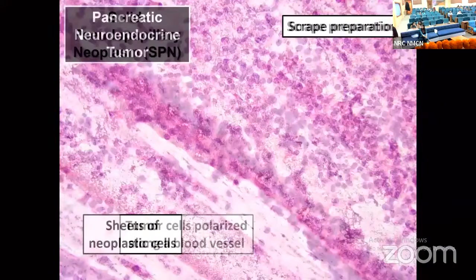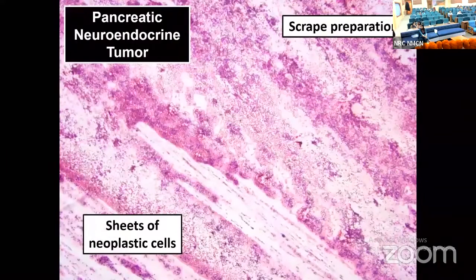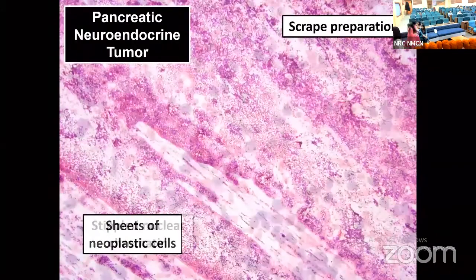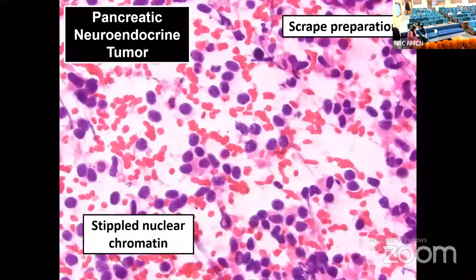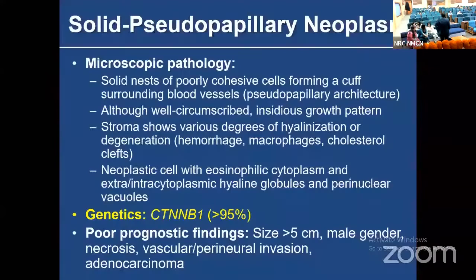This contrasts with neuroendocrine neoplasms, which show sheets of neoplastic cells rather than papillary configurations, with stippled or salt and pepper nuclei. But they too have a plasmacytoid appearance, so cytologic findings alone may be insufficient to separate these two entities. One of the most helpful findings is the presence of mutations in CTNNB1, or beta-catenin, which is for the most part a universal feature of solid pseudopapillary neoplasms.